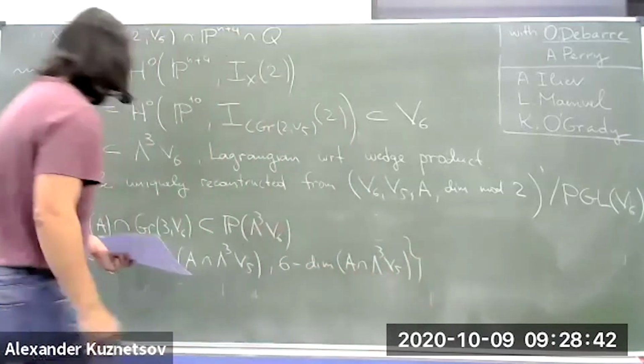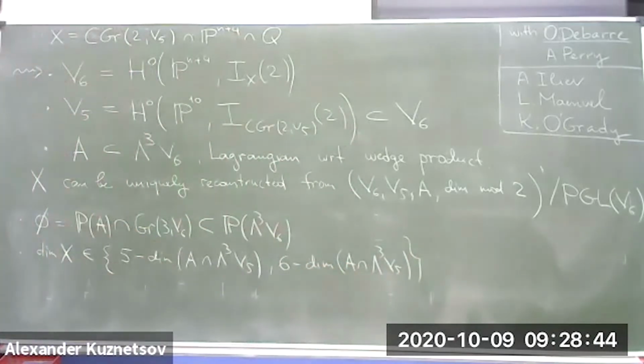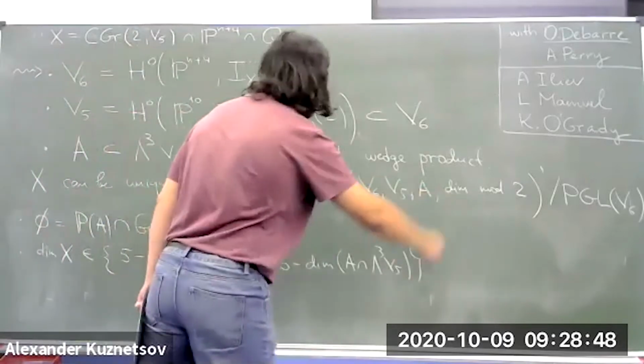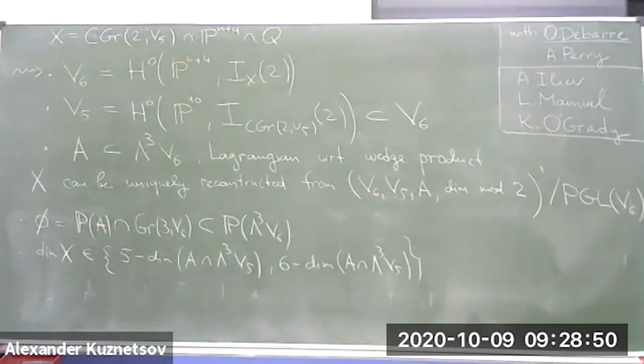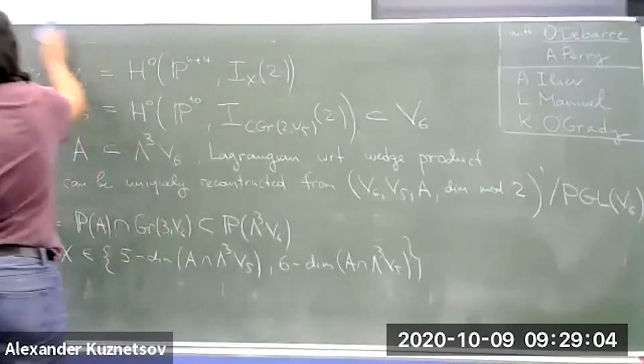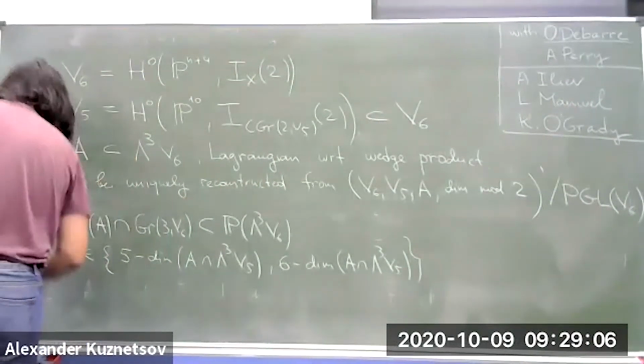So you see that these two integers differ by one. As soon as you specify the parity of the dimension, there is a unique choice. These are two things that you can check. And then you can prove that the coarse moduli space has the following description.